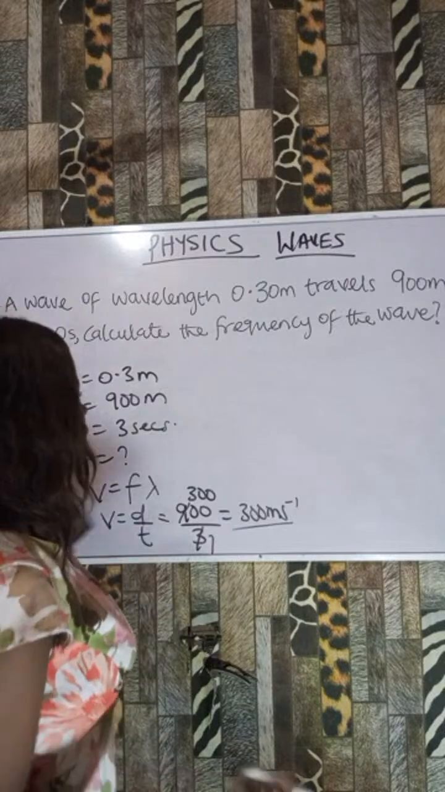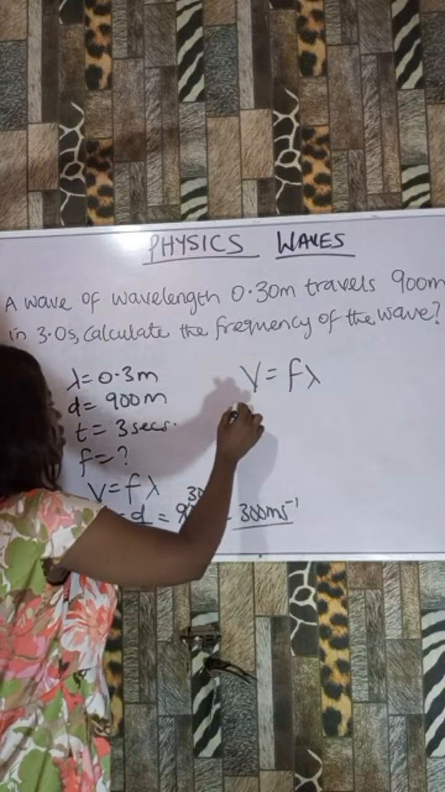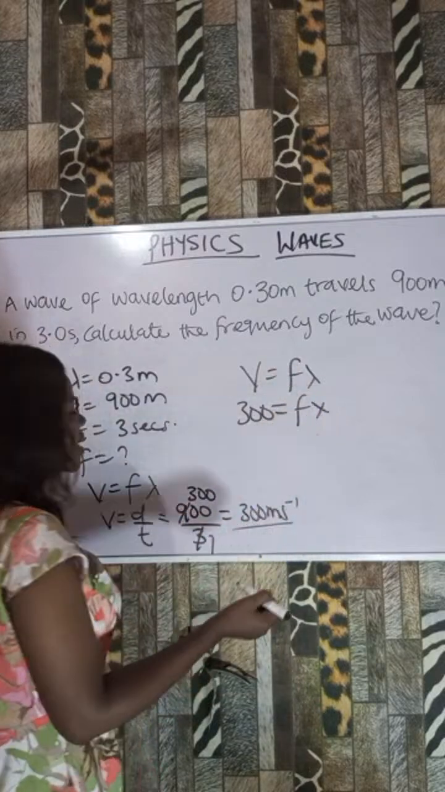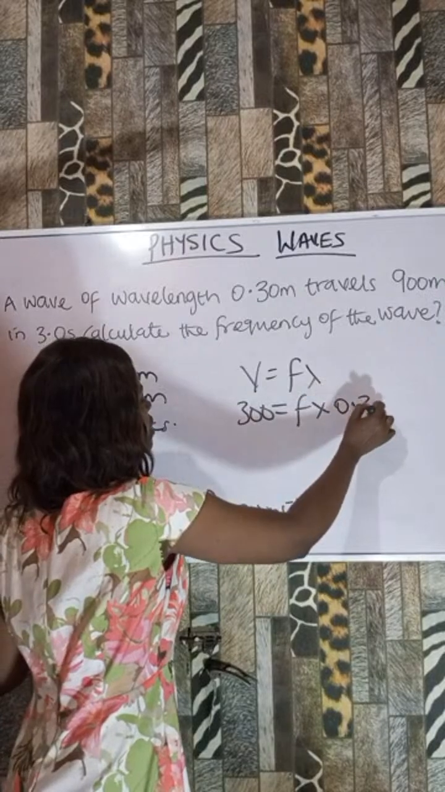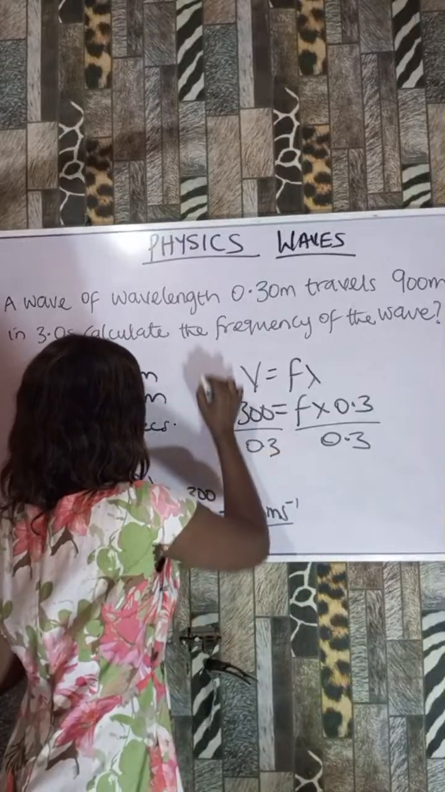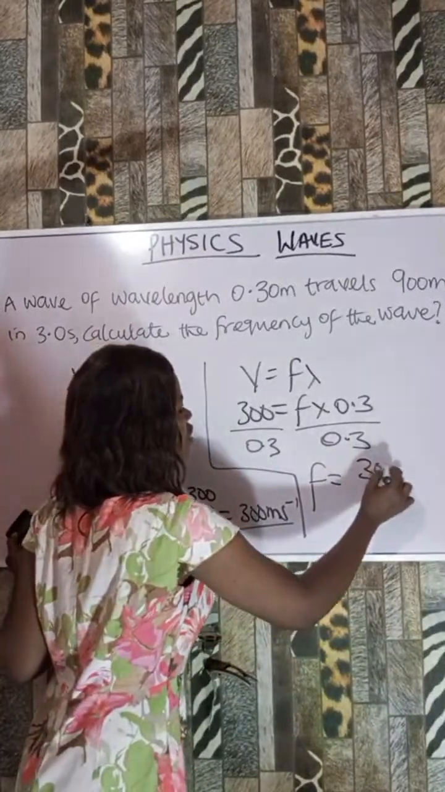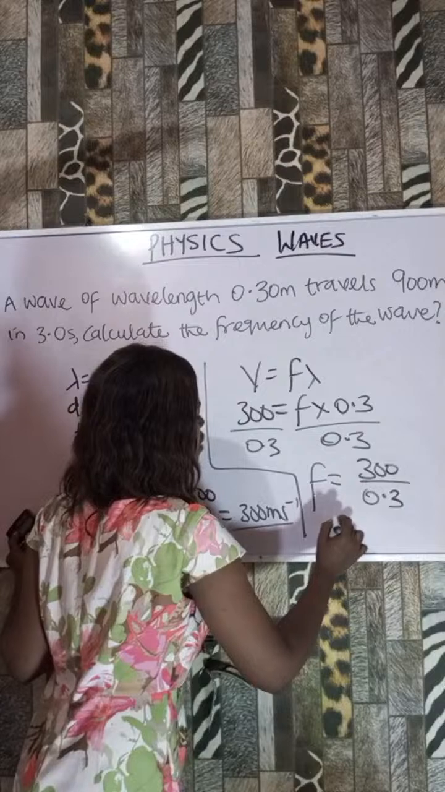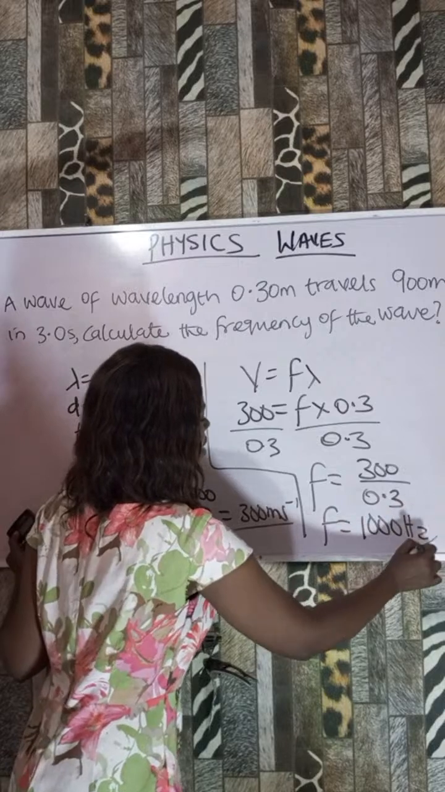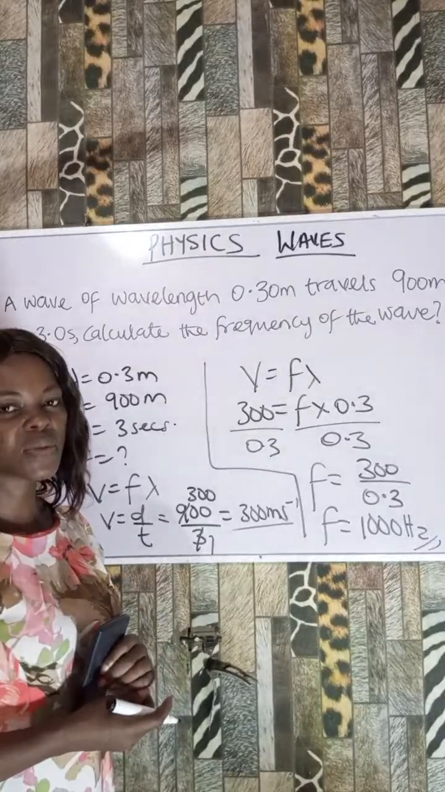Now to get our frequency, using the formula V = fλ, my V is 300, my f is what I'm looking for, and my lambda is 0.3. So I'll divide by 0.3. Now my frequency is equal to 300 over 0.3, which will give rise to 1000 Hz. Okay, so you guys are correct. The answer to this question is 1000 Hz.